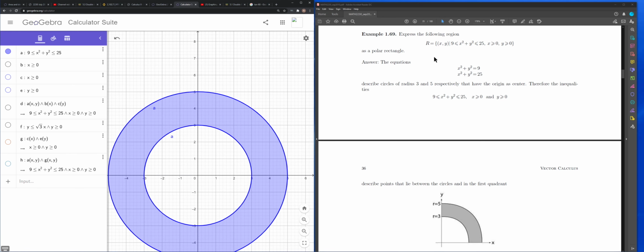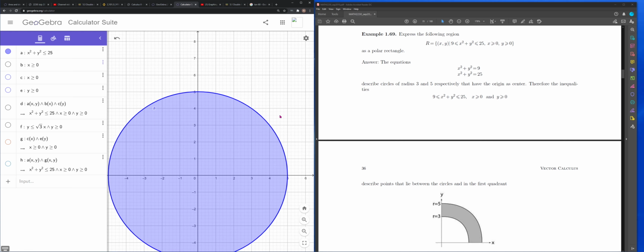As an example of obtaining a polar rectangle, consider this region over here, which is specified in xy coordinates. I have that x squared plus y squared lies between 9 and 25. Now, x squared plus y squared equal to 25 is a circle of radius 5, and x squared plus y squared less than or equal to 25 would in fact give you a disk of radius 5.